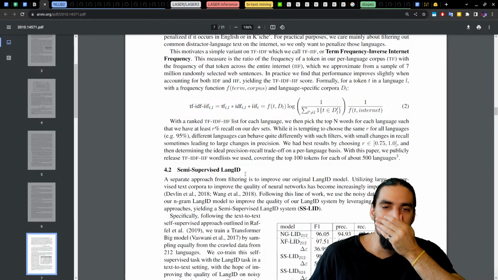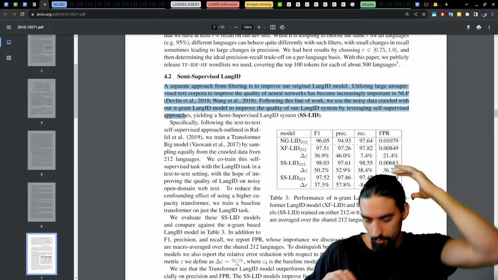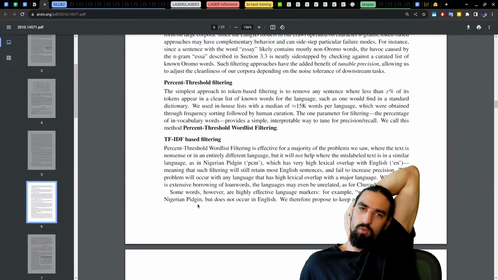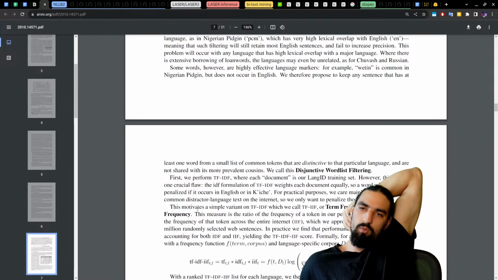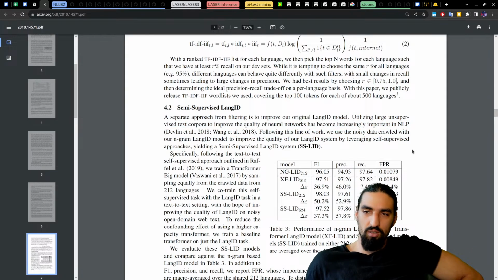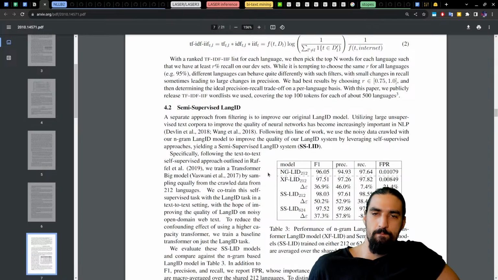Semi-supervised LangID. A separate approach from filtering is to improve our original model. Utilizing large unsupervised text corpora to improve the quality of neural networks has become increasingly important in NLP. Following this line of work, we used the noisy data crawled with our Ngram LangID model to improve the quality of our LangID system by leveraging self-supervised approaches, yielding a semi-supervised LangID system.